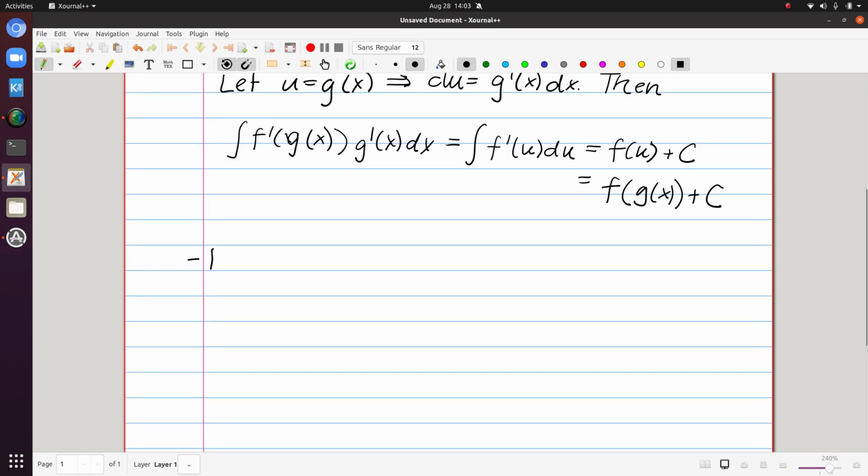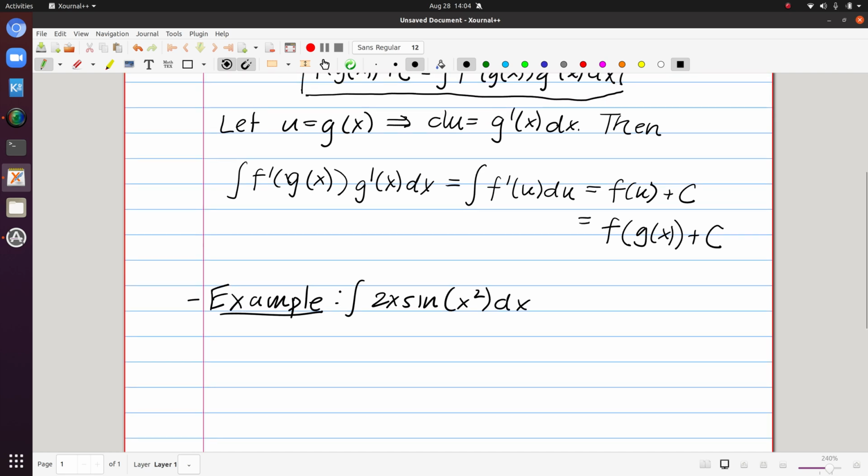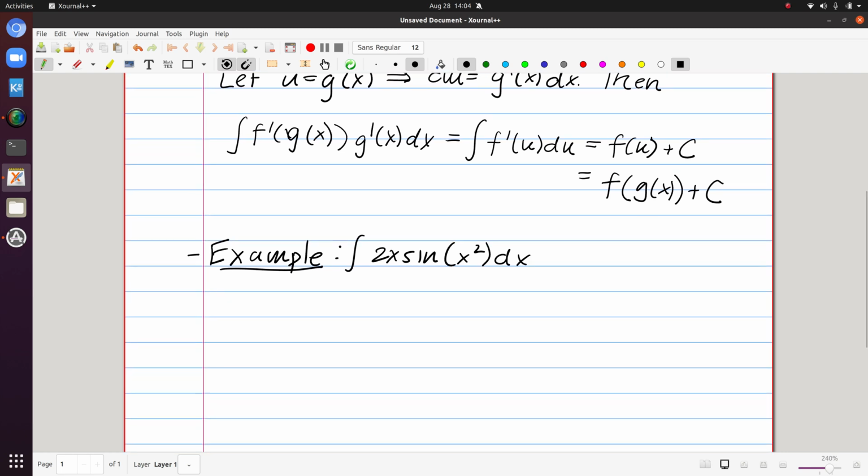To see it in use, consider the following example. We're looking for the integral of 2x sine of x squared. Now, part of what we'll develop in the next video is some experience and some intuition about when to use U-substitution. But for now, I'll say this is a classic example where we can, and we'll end up seeing what to look for so that I know to use that technique in the future.